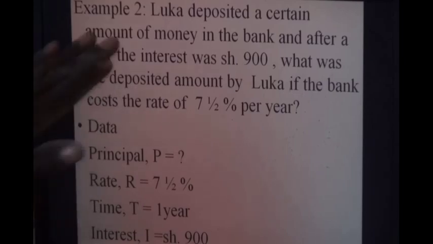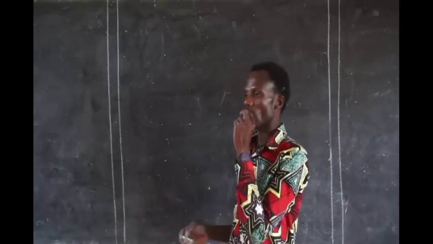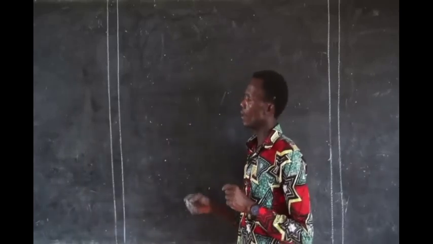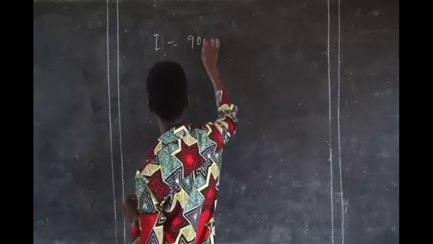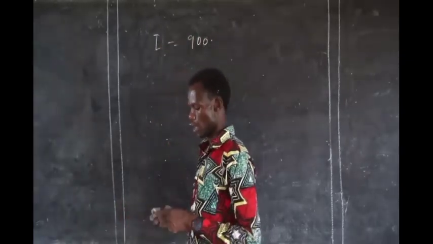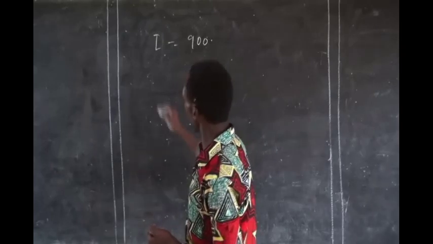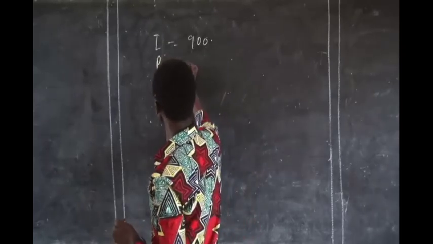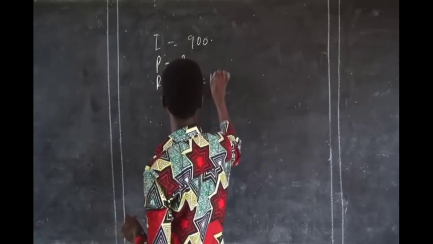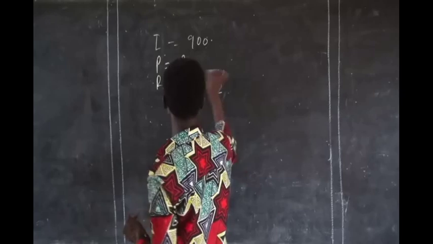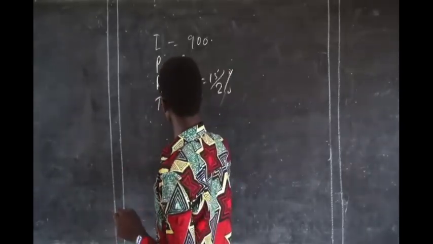Now let us see how to solve this question. From the question we've been given the interest is equal to 900. That is interest. Now the interest is equal to 900, and what we are looking for is principal is equal to what? Now rate is equal to 7.5, which is equal to 15 over 2%. And also we just have time. Time is 1 year.